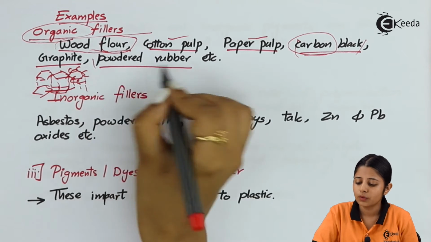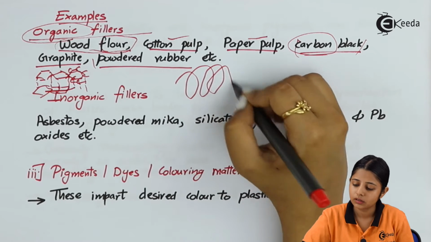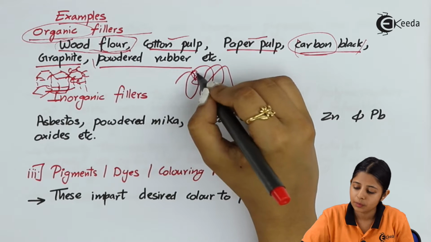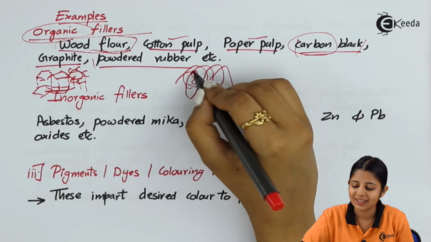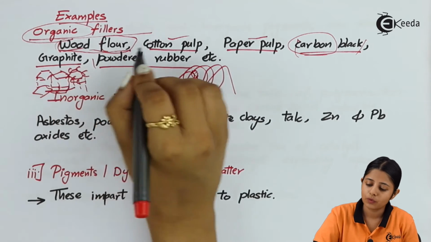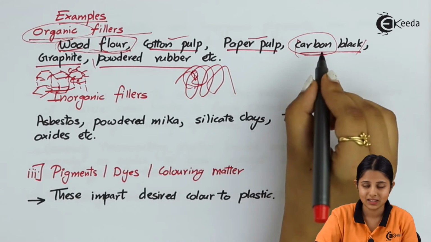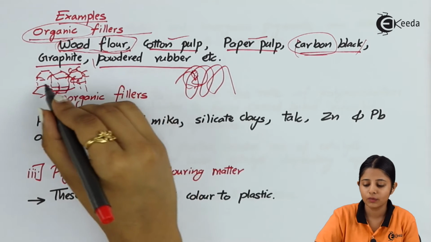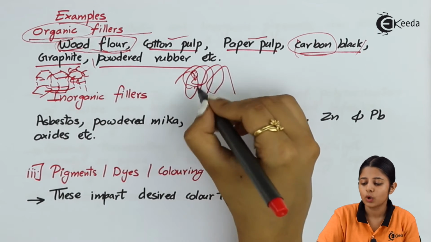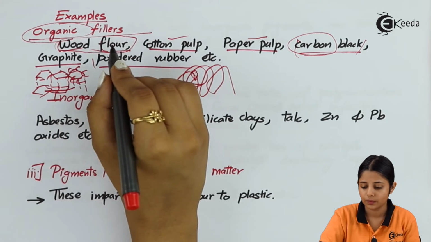Again, powdered rubber: if you see rubber, the natural rubber, the spiral form of rubber, it's something like that. But again over here there is C and then a double bond. That means even this is organic, it contains carbon. Wood, of course we all know wood is made up of carbon. Cotton pulp, paper pulp are made up of carbon. Carbon black contains carbon. Graphite, as I just showed you, contains only carbon, and powdered rubber also contains carbon. Thus all these are examples of organic fillers.